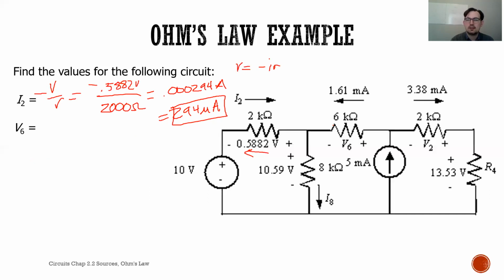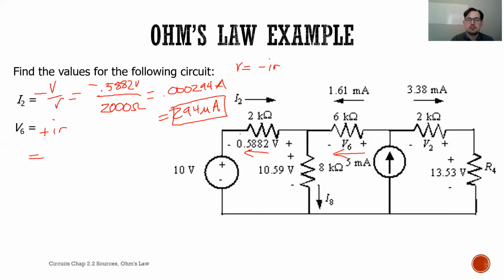All right, let's take a look at this one. Let's take a look at voltage 6. In this particular case, we've got our current going across this way. We've got our voltage drop from positive to negative going this way. So in that case, voltage and current are in the same direction. So we have positive IR in this case.